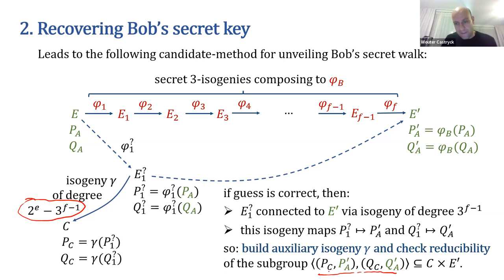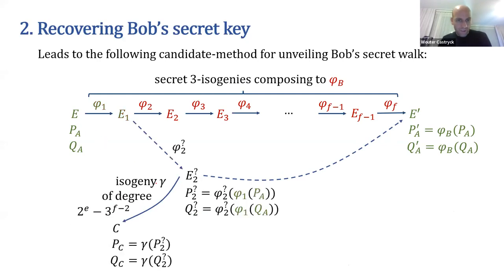We can reason at least that if the guess is false, then with overwhelming probability, we will not land on a product of elliptic curves. So we can really use this reducibility of this subgroup as a decision for whether we took the correct first step or not. Once we have the correct first step, we continue.